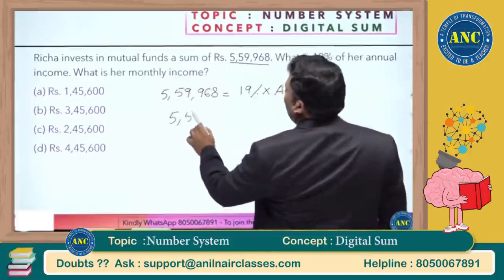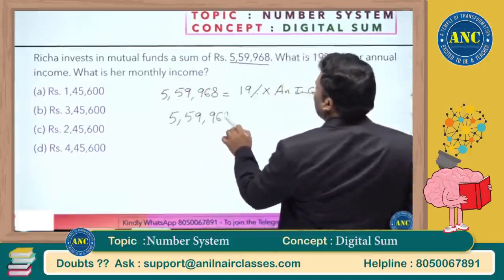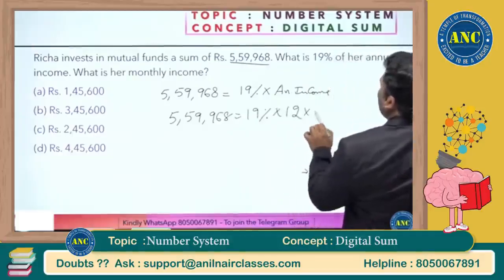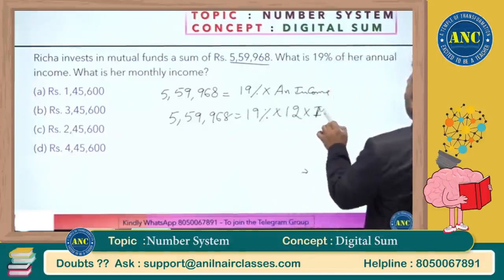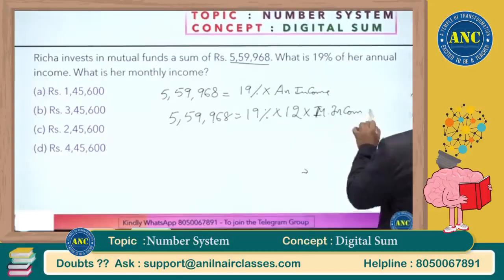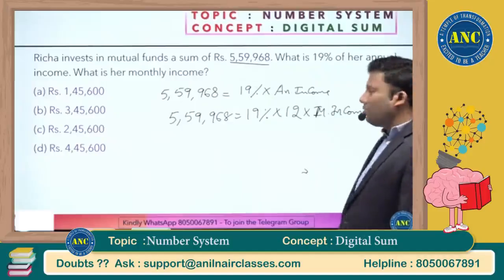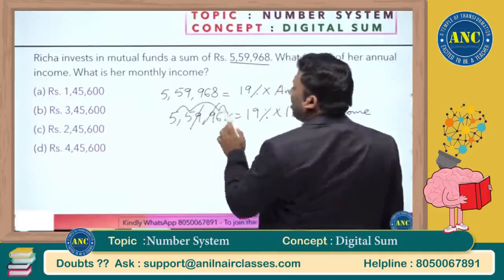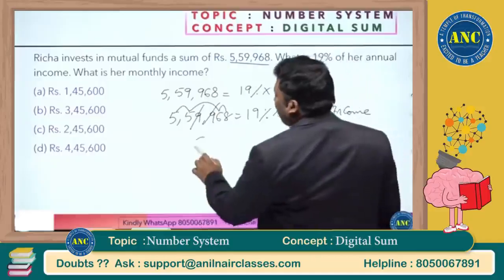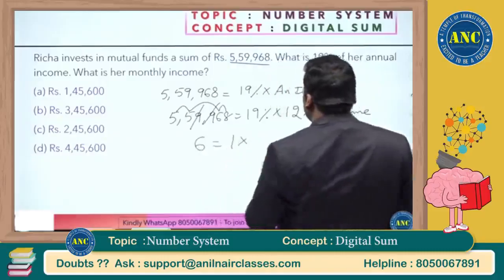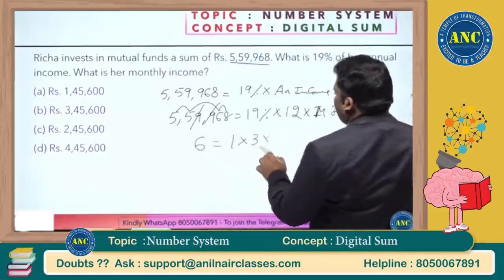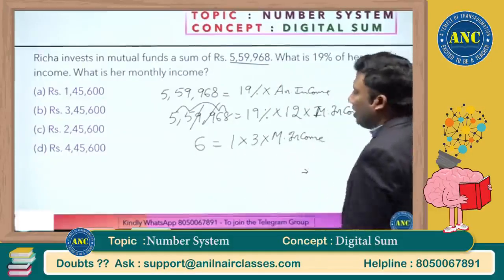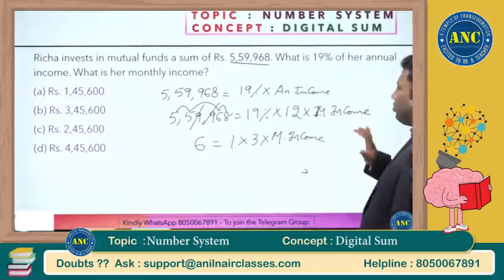Now see here. 5,59,968. Monthly income is nothing but, if I call it I, annual income is 12 into monthly income. These are previous year examination questions, sir. So 9 out. 5 plus 5, 10. 10 plus 6, 16. 16 plus 8, 24. 24 is 6. 19 it is 1. 12 it is 3. Into monthly income. 6 equivalent to 1 into 3 into monthly income.